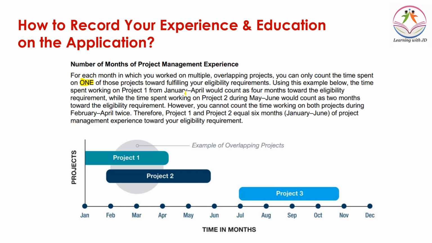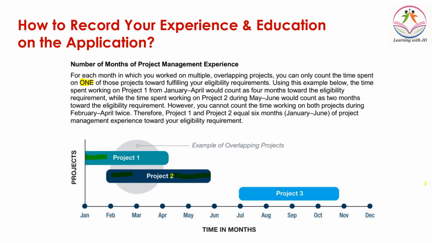You remember we were talking about non-overlapping projects. Using this example below, the time spent working on project 1 from January to April would count as 4 months towards the eligibility requirement, while the time spent on project 2 during May to June would count as only 2 months towards the eligibility requirement. Understood? Because it cannot be an overlapping project. It can be only from here to here, and then from here to here. So this will be counted as only 2 months.